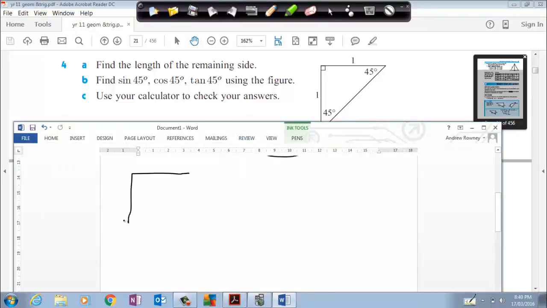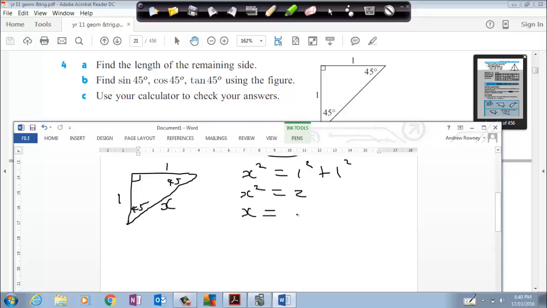So we have an isosceles triangle 1, 1, 90, 45, 45. And we're going to work out sine, cos and tan. Now if we do the Pythagoras rule, just to work out what the hypotenuse is, we have x squared equals 1 squared plus 1 squared. So x squared equals 1 plus 1, which is 2. So x equals plus or minus root 2. We use the positive value.